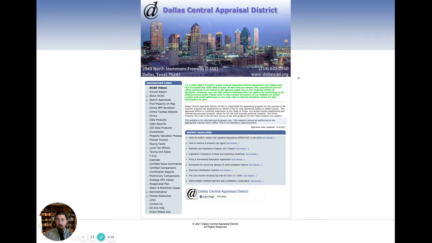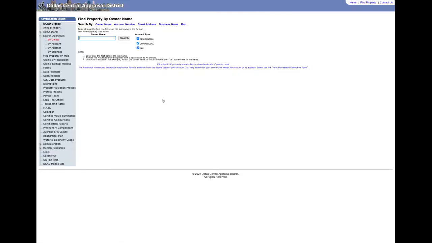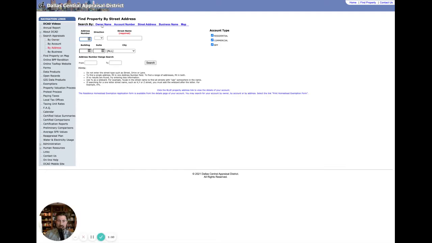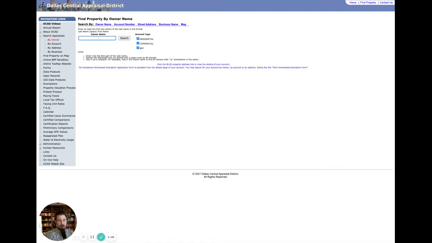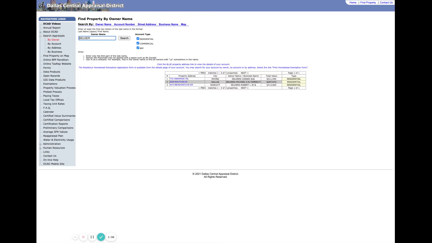In order to look up your property, or look up anyone's property for that matter, you go to the left-hand sidebar to search appraisals. And when I go search appraisals, I can either search by a property address, or I can search by a person's name, owner name, property address, etc. So I'm going to search by a friend's last name. I'm going to pull up their property by clicking into the address.